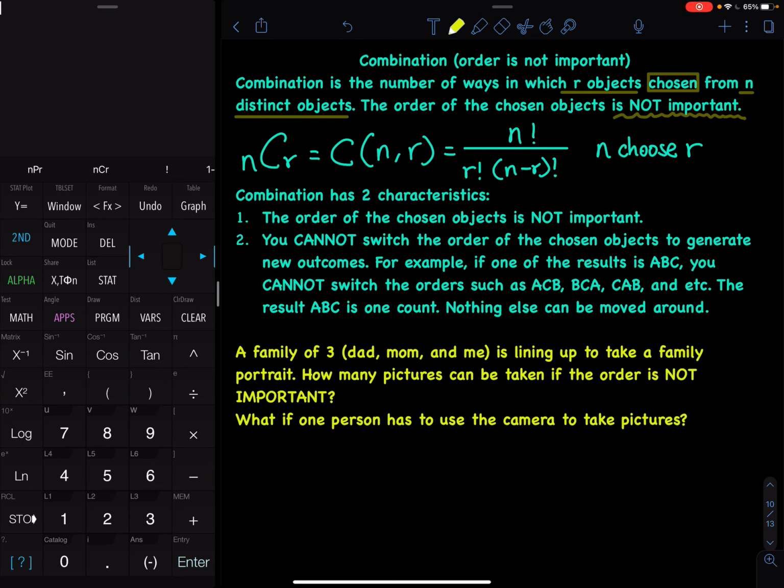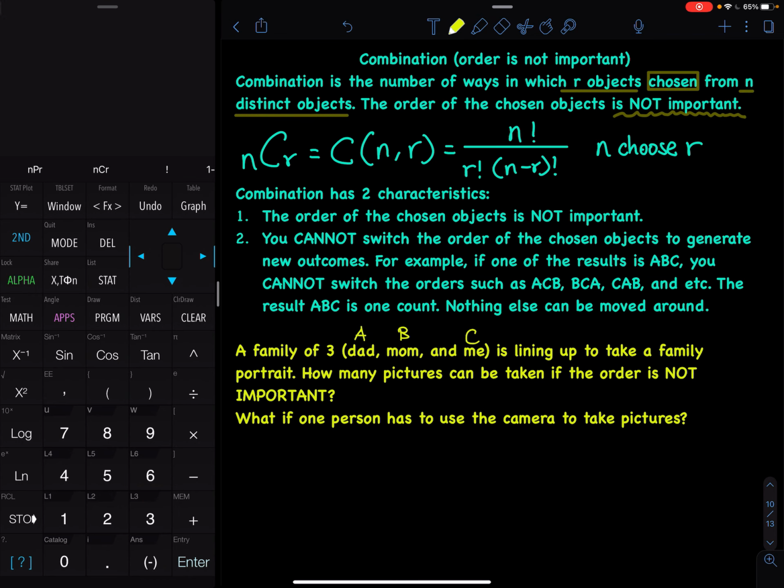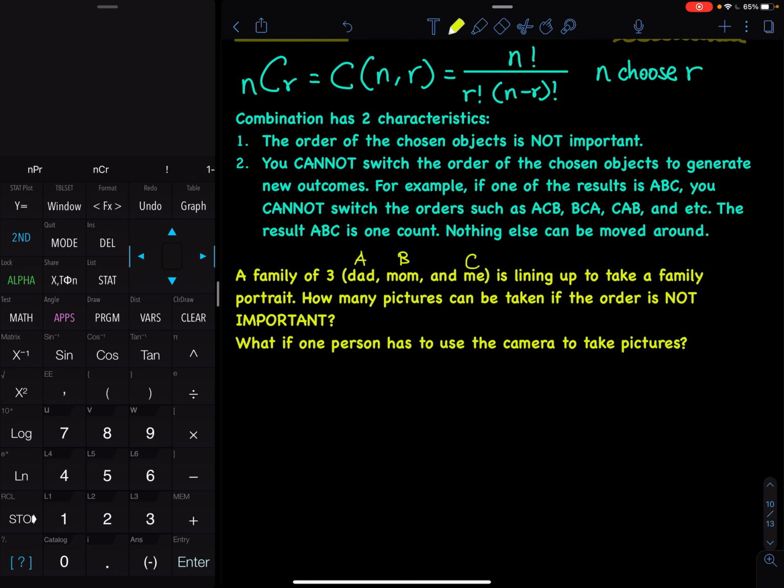So this one, you can draw it out. Let's say dad is A, mom is B, and me is C. So you line up to take a picture, right? For a combination problem, this is what you can do. Let's say A, B, and C. Is the job done? Yes, the job is done. That's it. So how many pictures can be taken? The answer is one picture.